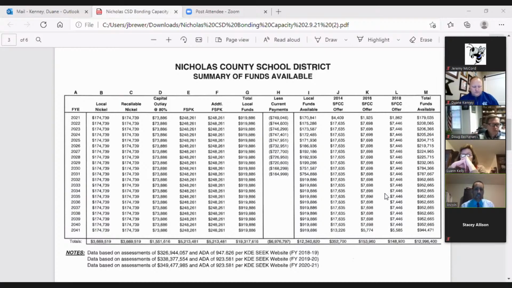Column D, this is capital outlay. This is a formula within the SEEK formula that has not changed since the late 70s. It's simply $100 per student. And to be conservative, the Department of Education requires that of this number, we only use 80% of the total.